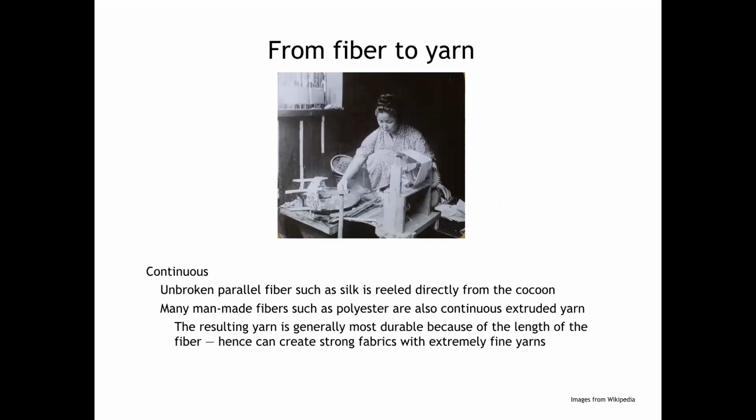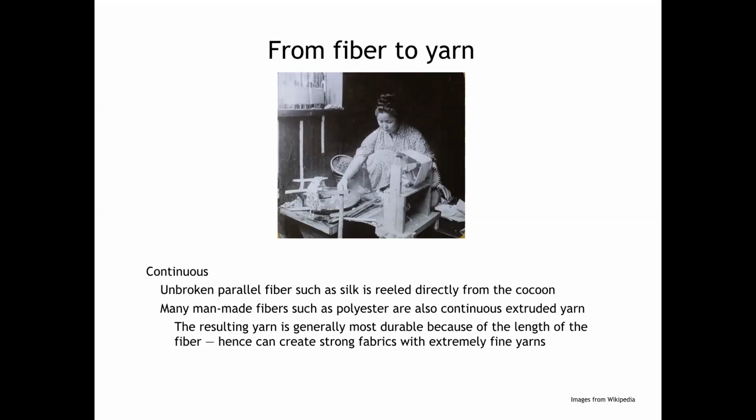The third method is called continuous. And you see that in two different areas. You see it in silk making, as well as in man-made materials, such as polyester. Both silk and polyester are considered continuous yarns. So in the tradition of silk making, you start with the cocoons, and then you start pulling the yarn out of the cocoons, and then you wind them together, as you see in the process here in this very old vintage photograph.